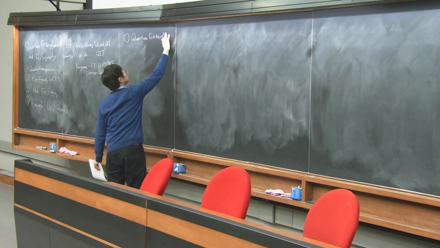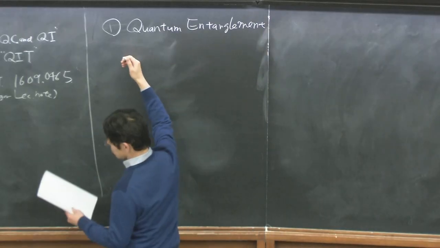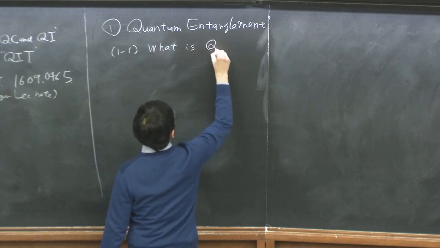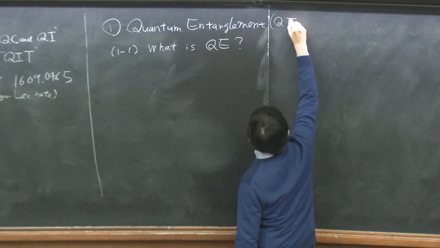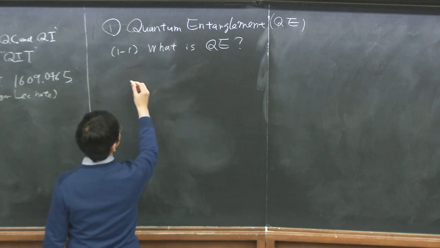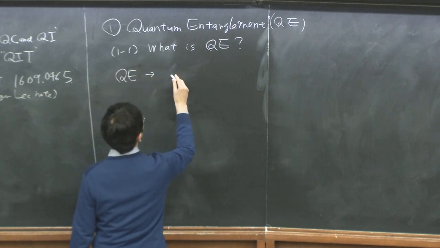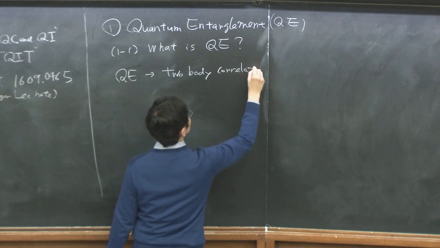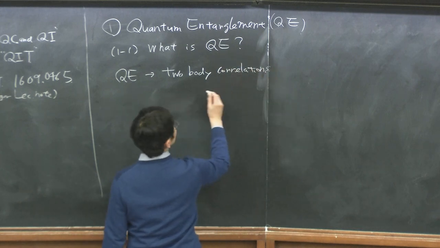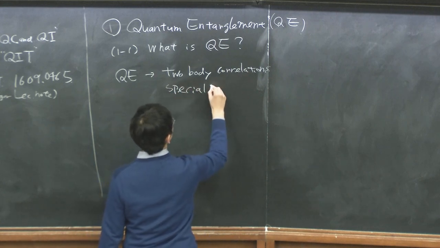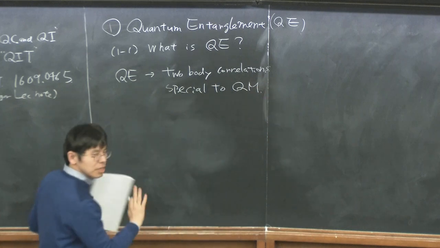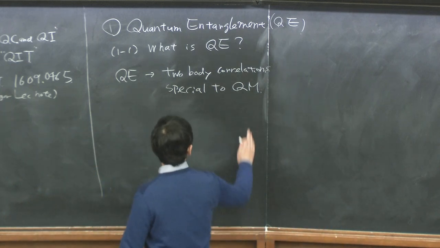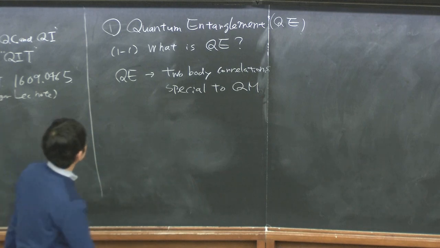So I'd like to characterize quantum entanglement. First of all, I just want to say vaguely, we want to explain what quantum entanglement is. I just write QE for short. Vaguely, quantum entanglement is a two-body correlation, a correlation special to quantum mechanics. So we ignore all correlations that happen in classical mechanics, and we just focus on quantum mechanical correlation. I will explain more about the definition here.